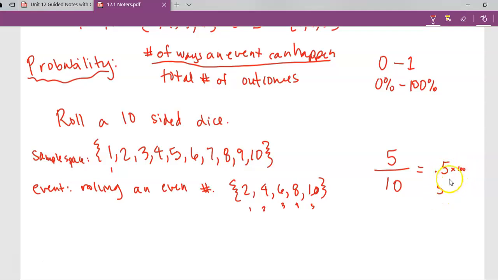So the decimal would go over twice. So there's a 50% chance I'm going to roll an even if I am rolling a 10-sided dice.